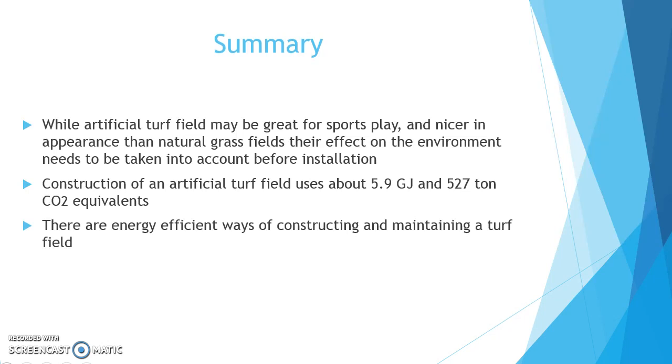So in summary, while artificial turf fields may be great for sports play and nicer in appearance than natural grass fields, their effect on the environment needs to be taken into account before installation. Construction of an artificial turf field uses about 5.9 gigajoules and 527 tons of CO2 equivalents. There are energy efficient ways of constructing and maintaining a turf field, and they should be taken into account when installing, removing, or constructing.